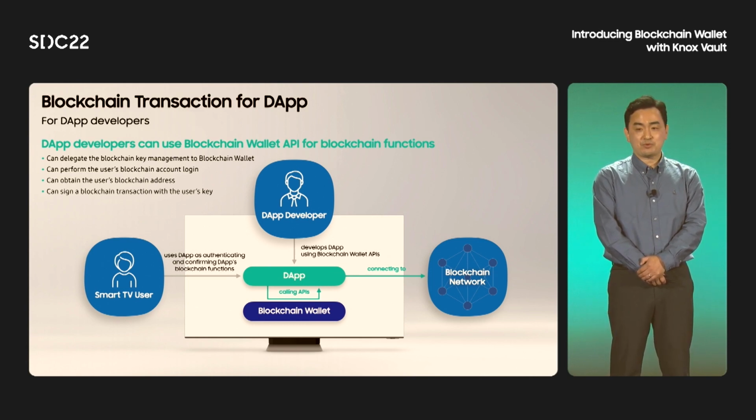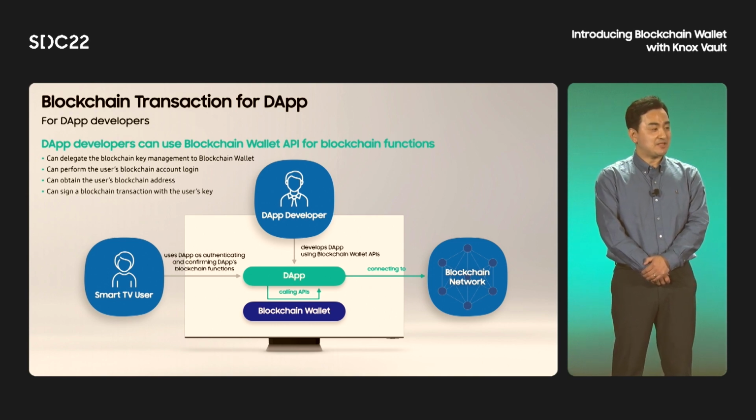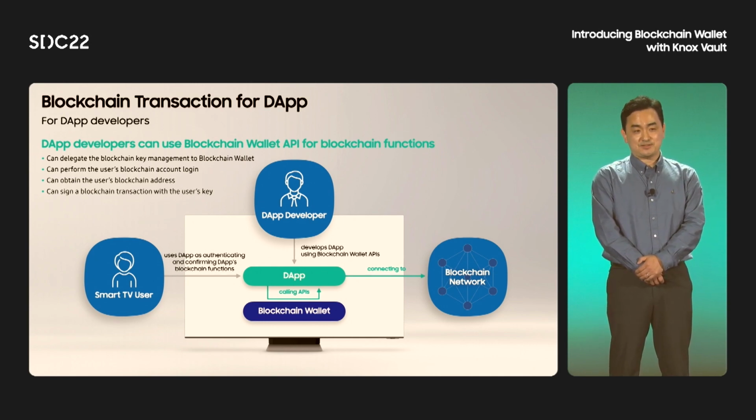Although dApp can invoke those APIs for the blockchain operations, it cannot perform them without the user's permission. When the users use dApp, they will be asked for additional authentication and confirmation to allow it to access their blockchain account. Okay, those two are the main use cases for our Samsung Blockchain Wallet for Smart TVs. We hope our blockchain wallet is useful for our smart TV users and also a new opportunity for dApp developers.